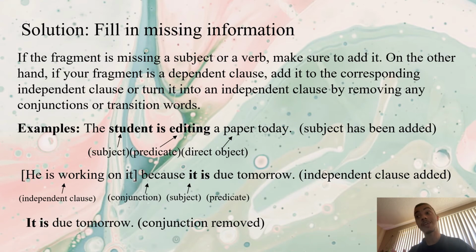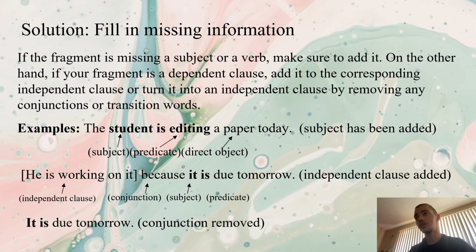Alternatively, we could just turn "it is due tomorrow" into its own complete sentence without the conjunction "because," since it is no longer a dependent clause. You have your subject and your verb, and that's all you really need to have an independent clause. There's no conjunction to signal to the reader that this is a dependent clause. "It is due tomorrow" is a standalone sentence that can function correctly.